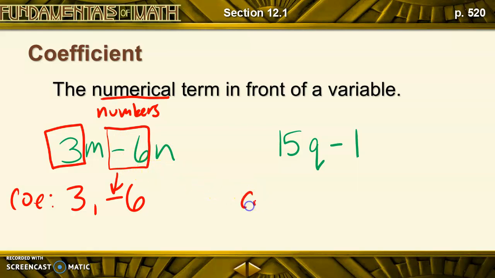So what are the coefficients of this problem? Well, any numbers in front of the variables. q is the variable, so the coefficient is going to be 15. Is -1 a coefficient? I'm going to say no, because it has to be in front of a variable. And notice that there is no variable on this second term. So the only coefficient is going to be 15.